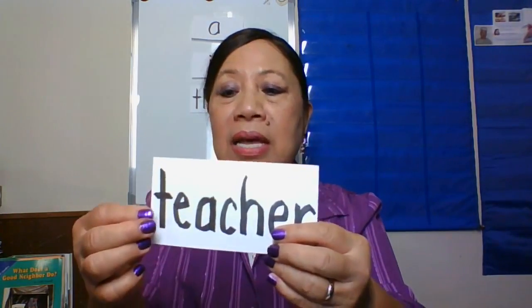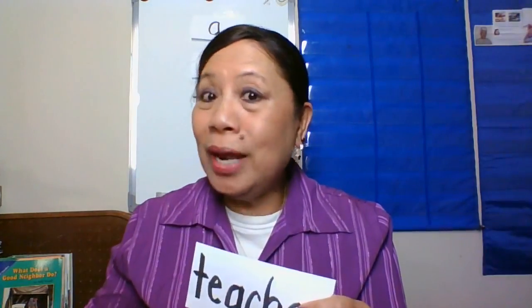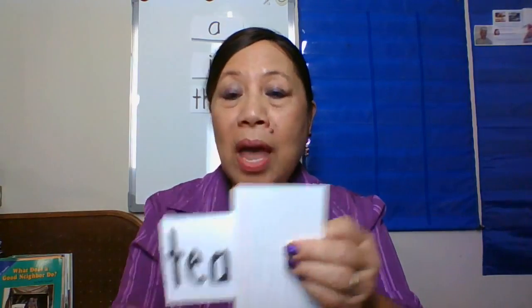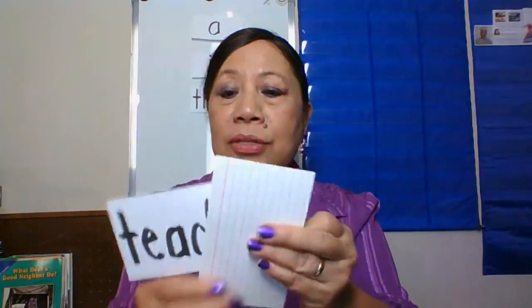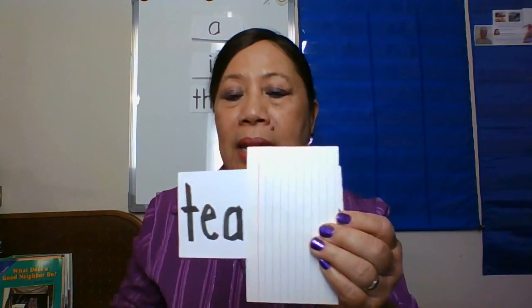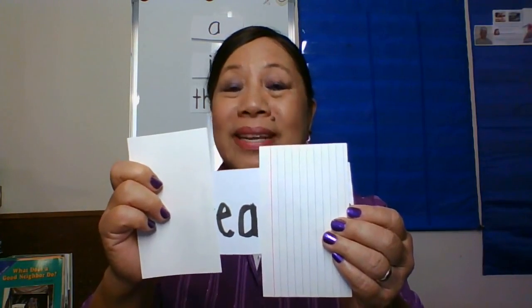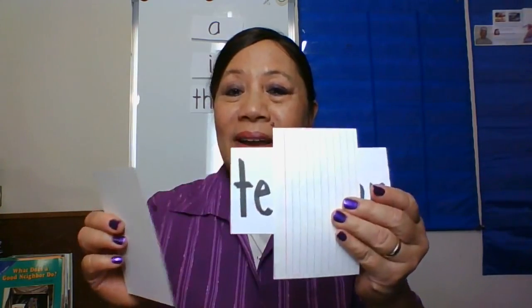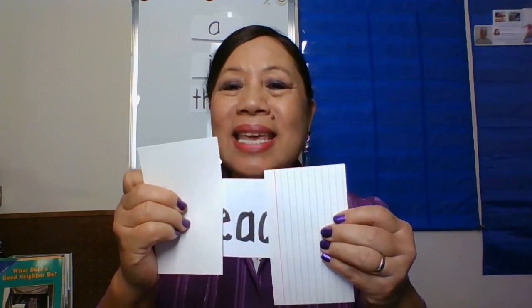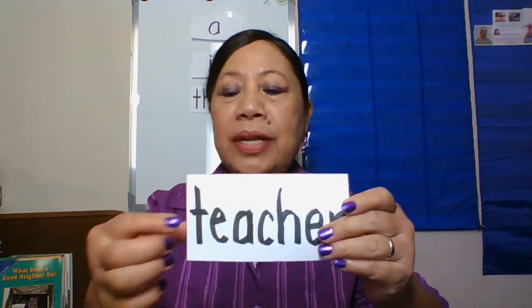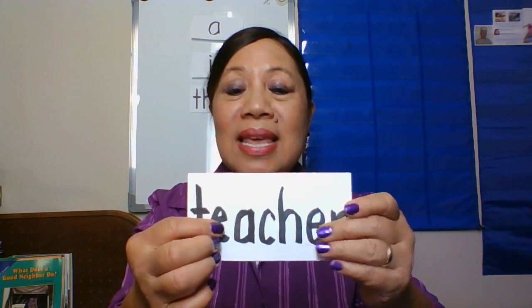So now let's do this again. Let's sound it out. T, remember what I told you last time, okay? If you have two vowels, E, A, next to each other, the first vowel says its name, E, and the second vowel is silent. So now let's do it again. T, E, ch.